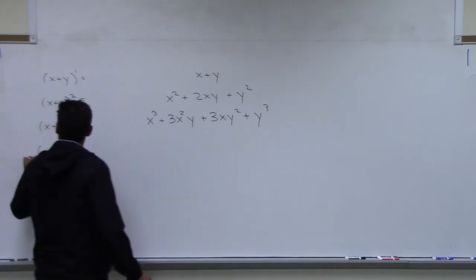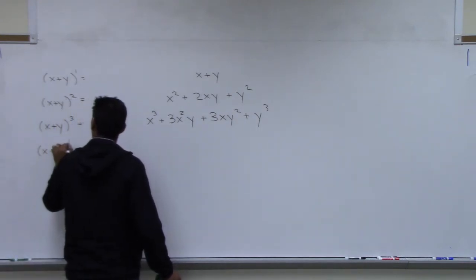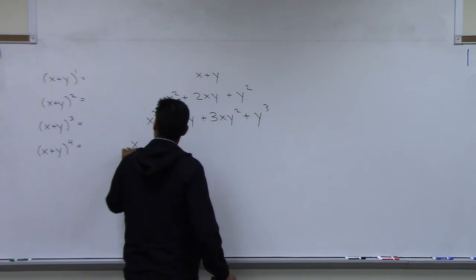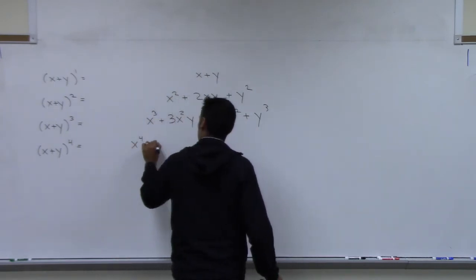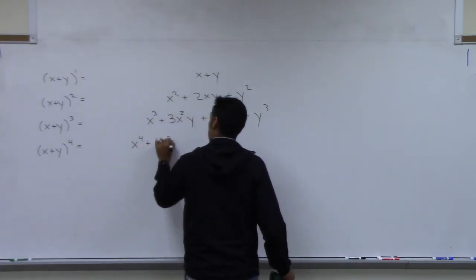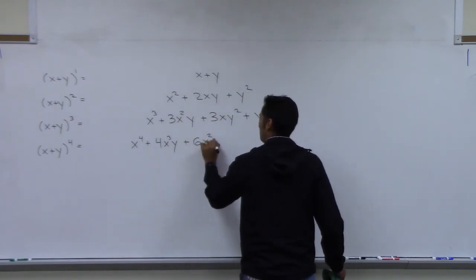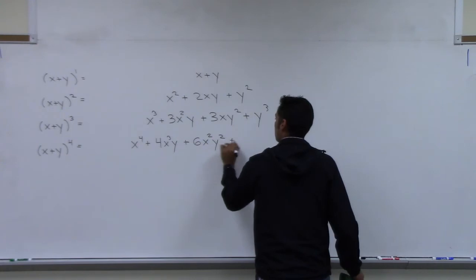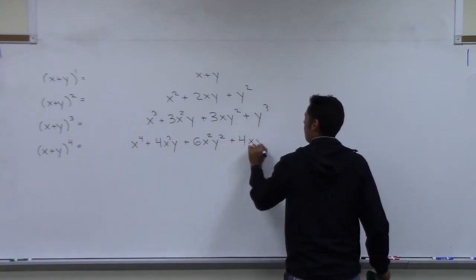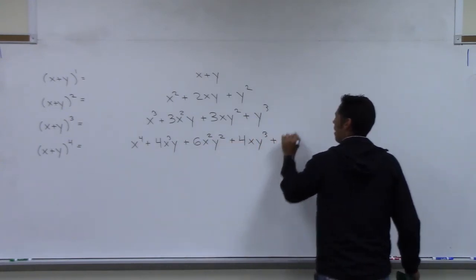What about to the fourth power? Never gone that big. X to the fourth plus 4x cubed y plus 6x squared y squared, come on, you should have known it was 6, plus 4xy cubed plus y to the fourth, right?